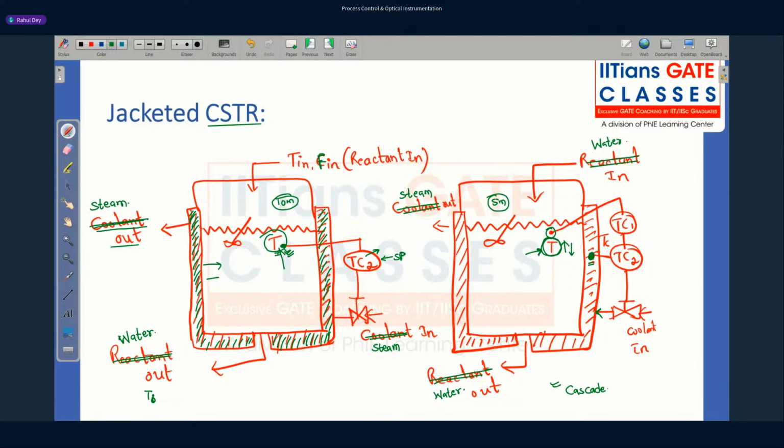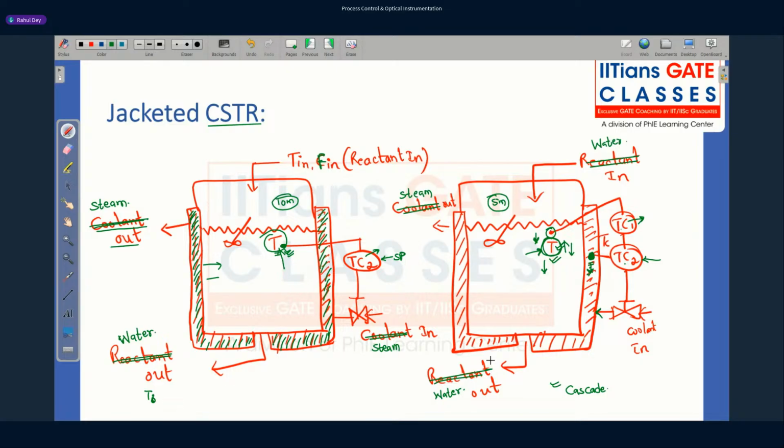Why? Because I am taking the temperature of the steam. Suppose the temperature of the water is dropping, and the temperature of the steam has also dropped. Now my controller, see this TC1 and TC2, will immediately increase the flow rate of the steam. Previously, I was taking corrective action based on this T. But at this point of time, I am not singularly dependent on T. I am also dependent on the temperature of the steam. So if the temperature of the steam decreases, TC1 understands that the water temperature is also going to decrease, and TC1 will send a signal to TC2 to immediately increase the flow rate of the steam inside this jacket. Are you getting the point?